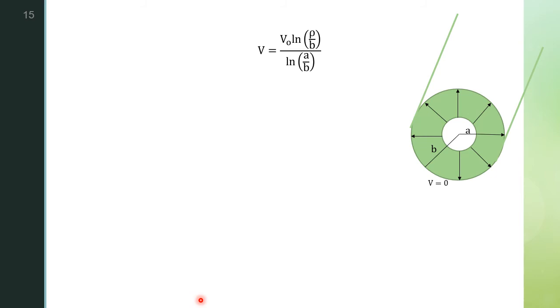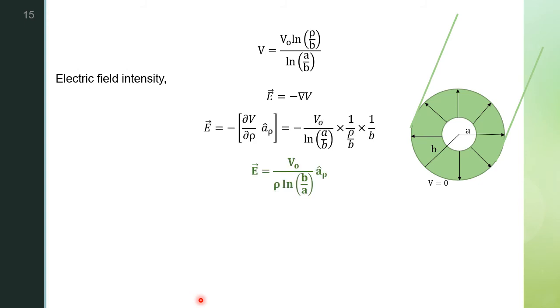Now we are finding the electric field intensity using the equation E equal to minus del V. So we need to take the gradient in cylindrical coordinate system. Since the potential is only a function of rho, we can take only the first term. So it is minus ∂V/∂rho into a rho cap. On differentiating with respect to rho, you will get minus V0 by ln A by B into the derivative of ln rho by B, which is 1 by rho by B into 1 by B. Thus, the electric field intensity is obtained as V0 by rho ln B by A into a rho cap.